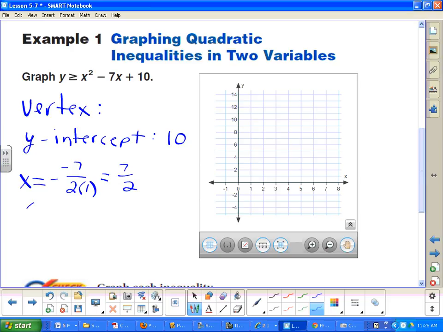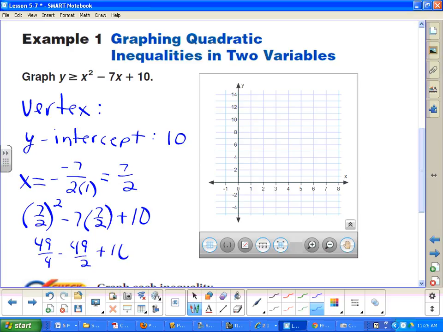So the y value then is 7 halves squared minus 7 times 7 over 2 plus 10. So this is 49 over 4 minus 49 over 2 plus 10. Now you can just type that in your calculator, right? If I needed to. Let's see. So you should find that this number is negative 9/4. Okay? And please type it in your calculator. Don't take my word for it. Find that number. So glad Mr. Coffee's smart, but it doesn't do me a bit of good.